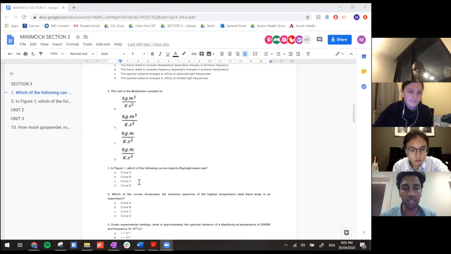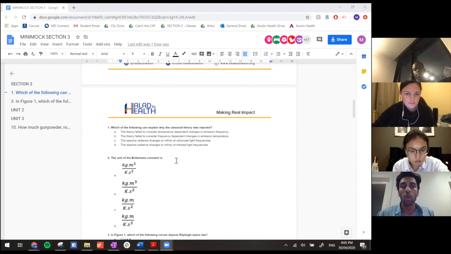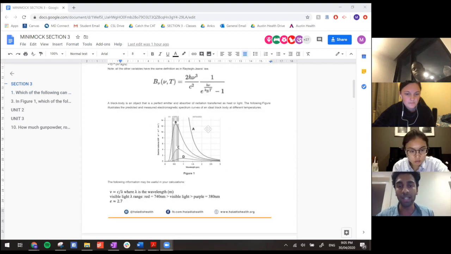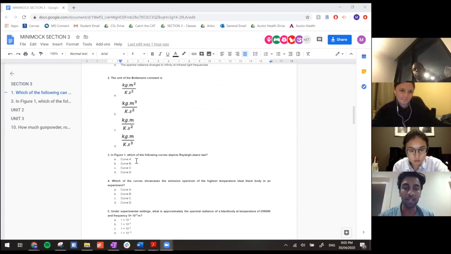But if we just look at question 3, in figure 1, which of the following curves depicts Rayleigh-Jean's law? Well, I mentioned before that when we converted Rayleigh-Jean's law using wavelengths rather than frequency, we get a hyperbola. So with that in mind, all we have to do is look at these graphs, and figure out which one of these is a hyperbola, and what we're left with is A, because all of these are essentially some kind of modified parabola in a sense, while this is most likely the shape of a hyperbola, whereby it approaches a certain number. So with that in mind, question 3 was A.